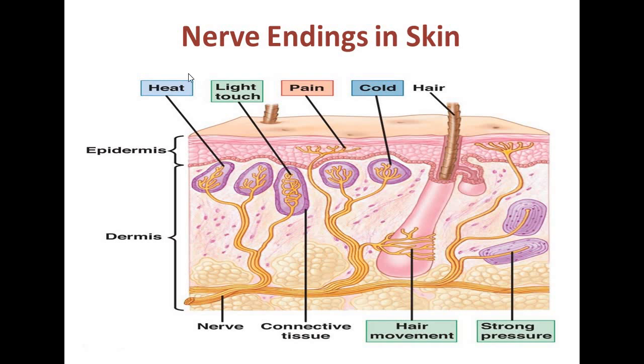The nerve endings here are sensitive to heat. The nerve endings over here are sensitive to light touch, and these nerve endings present in the epidermis are sensitive to pain. These nerve endings over here are sensitive to cold, and these nerve endings over here are sensitive to strong pressure. The nerve endings wrapped around the hair follicle detect changes, the movement in hair, if the hair is pulled or moved.